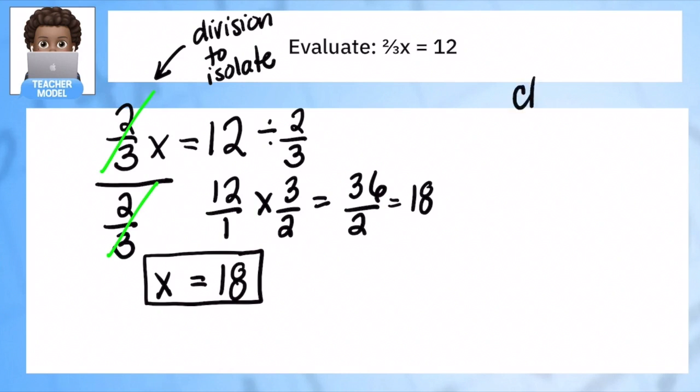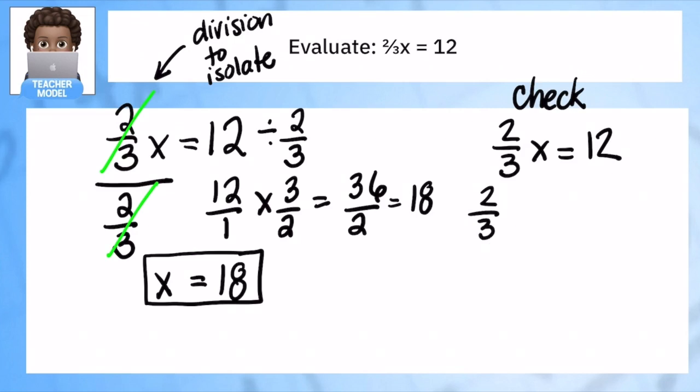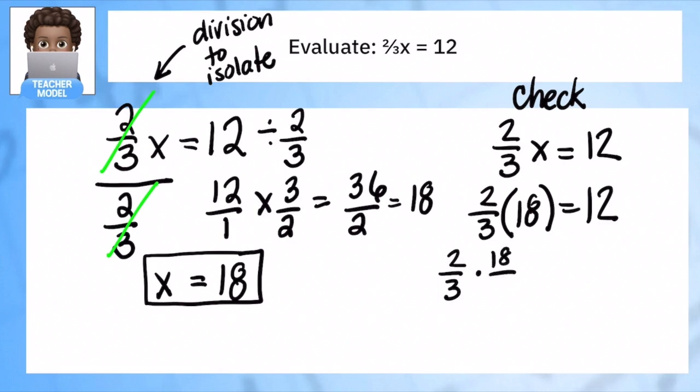Now, getting back into habit, let's check our work. We take our original, 2/3 x is equal to 12. We're going to substitute for x. Because there's a coefficient, I'm going to use my parentheses, equals 12. And now we're going to simplify. So 2/3 times 18 over 1 is equal to 12. 2 times 18 is 36. So 36 over 3 is equal to 12.